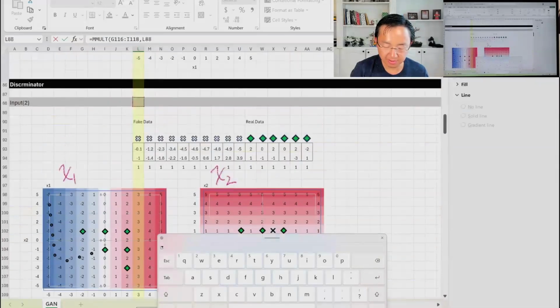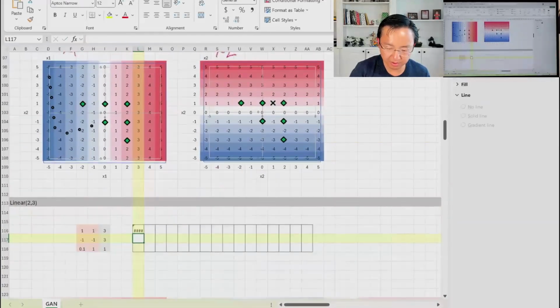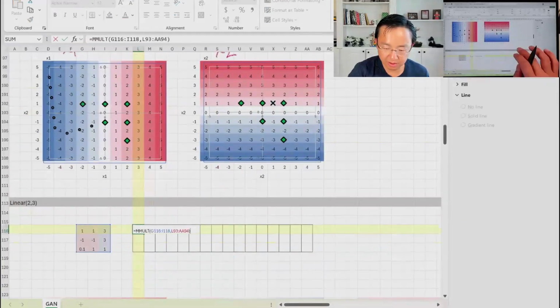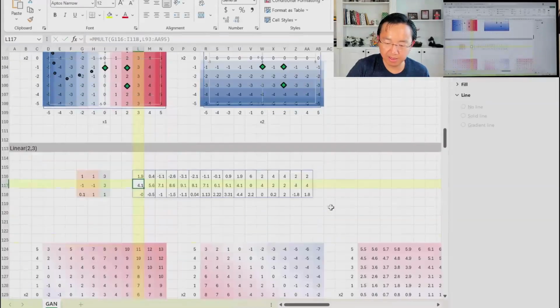So I'm going to select my input. This time I'm selecting both the fake data and also the real data here. So I implemented the first linear layer and it doesn't work. How come? Okay, because I forgot to select my extra 1 over here. So I'm going to select my extra 1 so that I can apply the biases.